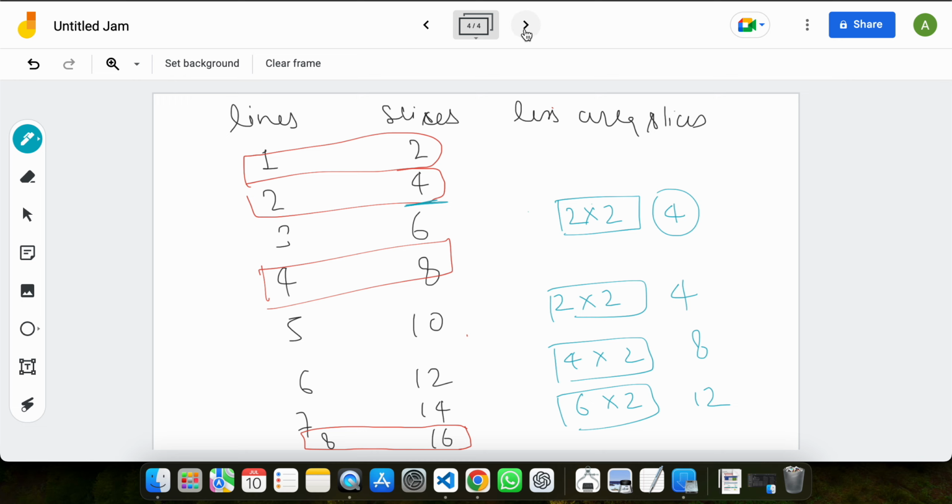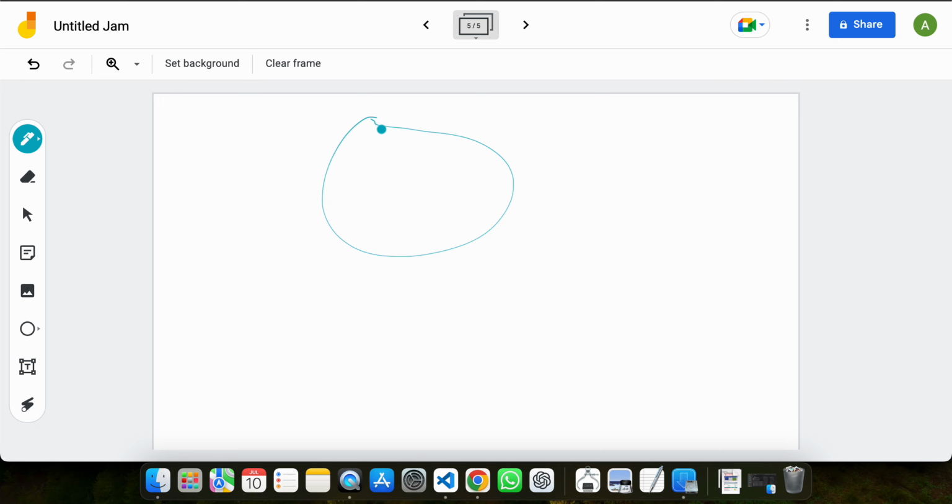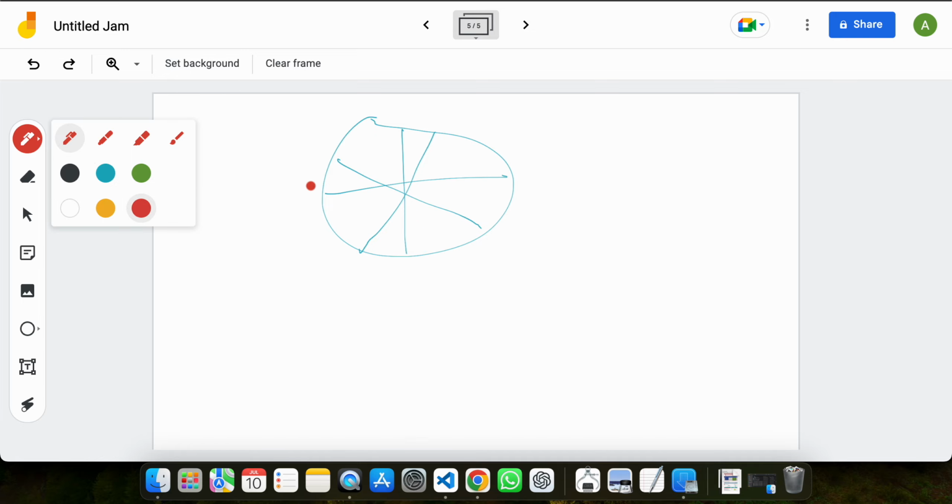Let me explain with the example of 6. I am creating 6 lines: 1, 2, 3, 4, 5, 6. So all the slices will have equal area here. If I draw 2 more lines here, then the disturbance is caused.